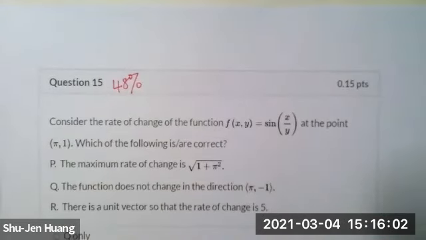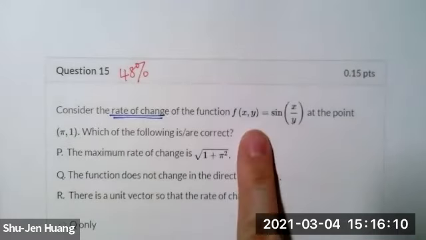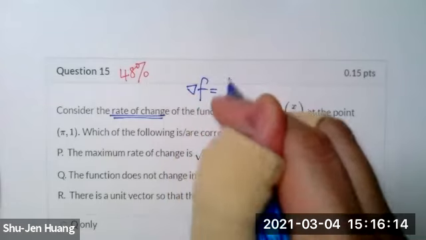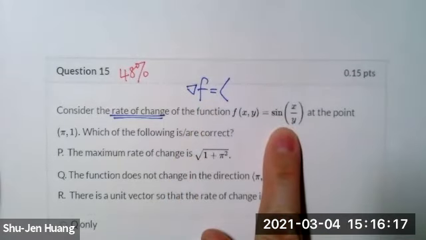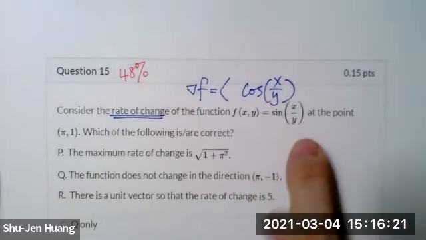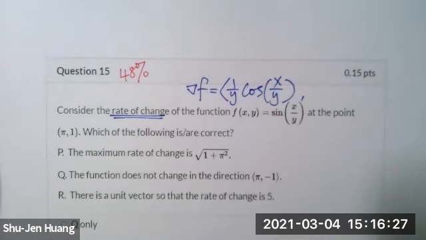Consider the rate of change of the given function here. So the rate of change, that means the directional derivative. So we're going to take the gradient here first. Find the gradient of the function. Take the partial derivative with respect to x. So we are going to get cosine x over y. Go inside, take the derivative with respect to x. We have 1 over y. So this is the first component.